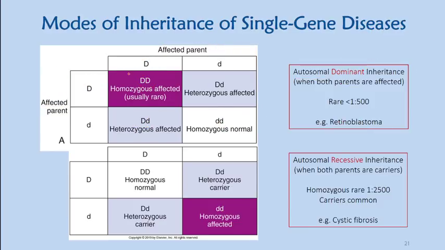And also important to know is that these odds are not just applicable to their first child. The same odds are applicable every time they have a child. Now let's look at a case of autosomal recessiveness, where both parents are carriers in this case.